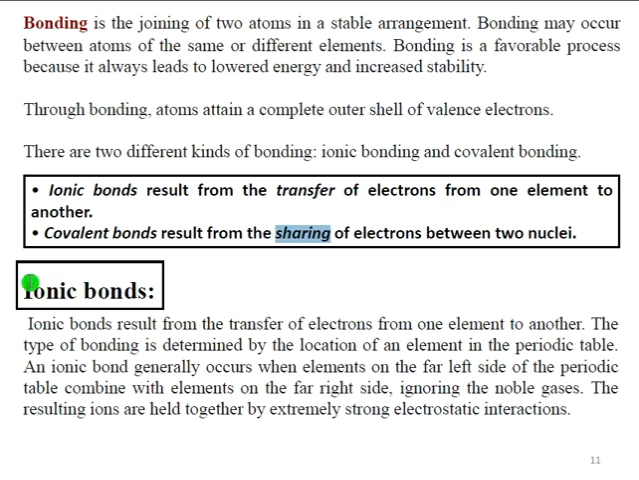And here, again, ionic bonds result from the transfer of electrons from one element to another. The type of bonding is determined by the location of an element in the periodic table. Look, the type of bonding is determined by the location of the element in the periodic table.